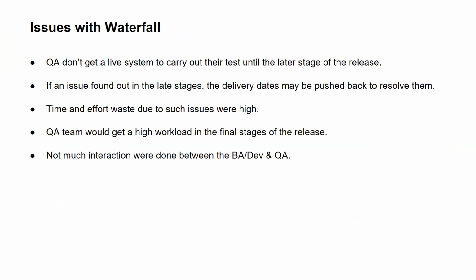of the release. If an issue is found in late stages, delivery dates may be pushed back to resolve it. Time and effort wasted due to such issues were high. The QA team would get a high workload in the final stage of the release. Not much interaction was done between BA, dev and QA. As I said before, the developers might have completed the work and moved to other projects, so we don't know who developed it. There is no relationship between these two parties.